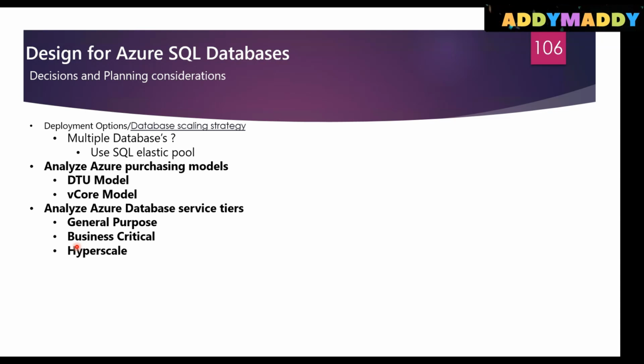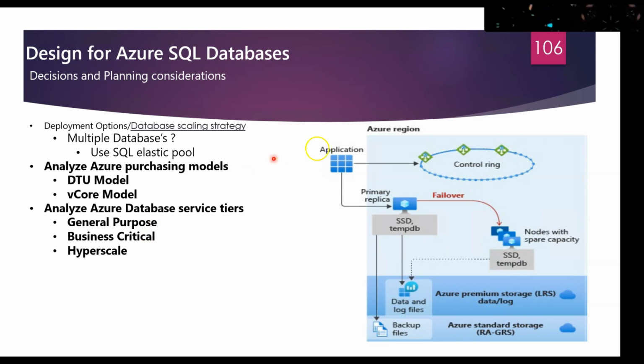Looking at a diagram to understand General Purpose, we can notice that the application has a primary replica on a virtual machine with SSD along with the tempdb, and the logs are stored in a storage account. The backups are stored in a different storage account. One of the major differences here is that it's a premium storage account with LRS for the logs, and the backup would be a standard storage account.